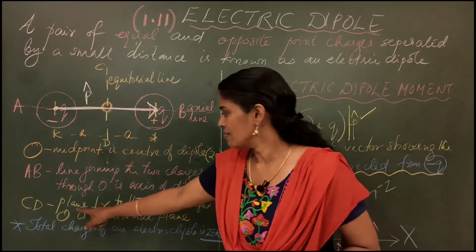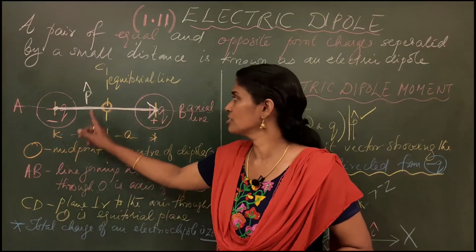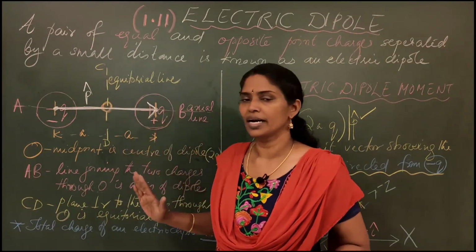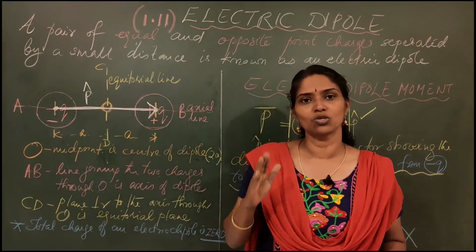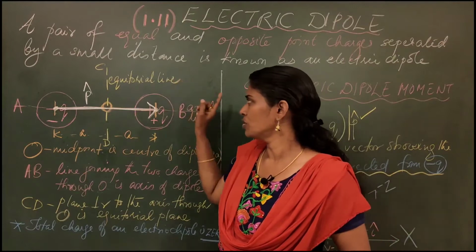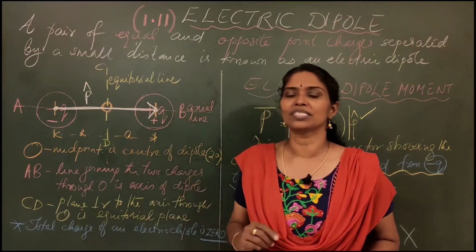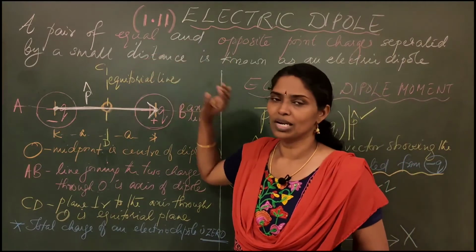Now, if you have a line perpendicular to the axis through O, it is known as the equatorial line, or if you have a plane through O, you will get the equatorial plane. These two terms we will come across in the next sections. So be careful, what is an axial line, what is an equatorial line.